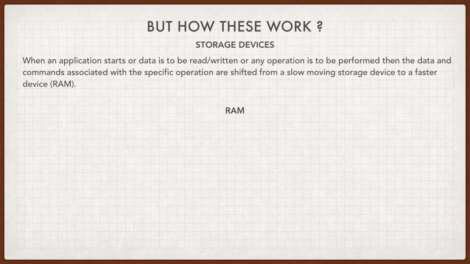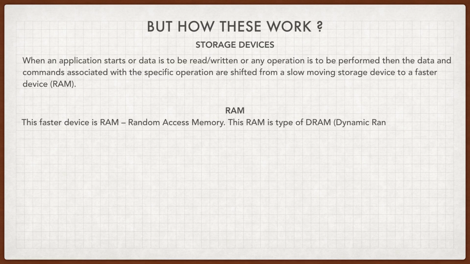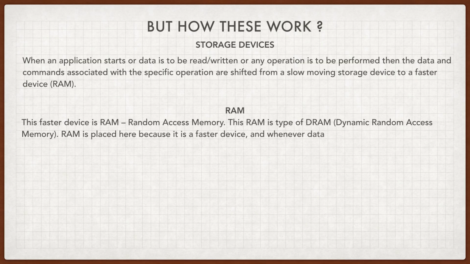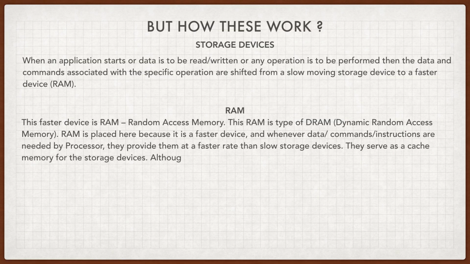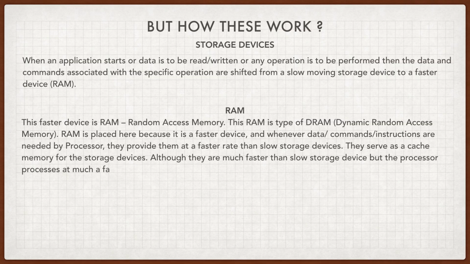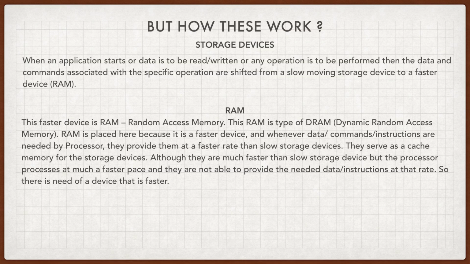Second comes the RAM. This faster device is RAM, random access memory. This RAM is a type of DRAM, dynamic random access memory. RAM is placed here because it is a faster device, and whenever data, commands, instructions are needed by the processor, it provides them at a faster rate than slow storage devices. They serve as a cache memory for the storage devices. Although they are much faster than slow storage devices, the processor processes at a much faster pace, and they are not able to provide the needed data and instructions at that rate. So there is a need of a device that is faster.